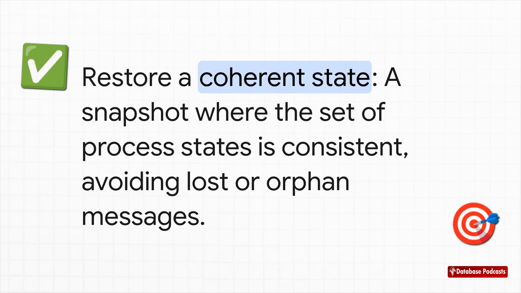So here's the bottom line. The entire goal of this whole song and dance is to find and restore what's called a consistent global state. And this isn't just any old collection of save points. No, it has to be a snapshot of a moment in time that the system could have actually been in, a state where no messages are lost and definitely no paradox-causing orphan messages are floating around.